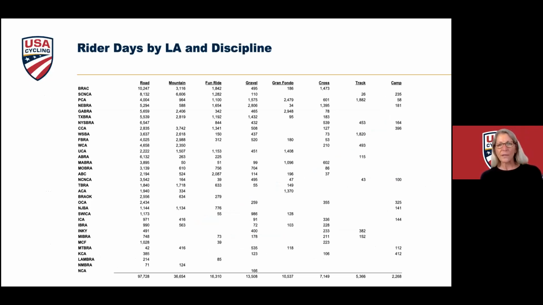So I fully expect cross to move up in those rankings over behind mountain biking, because there's been a lot of cross races that have happened just this month in October, and they'll continue into November and December. So this ranks top to bottom with LAs, and then left to right with rider counts by discipline.